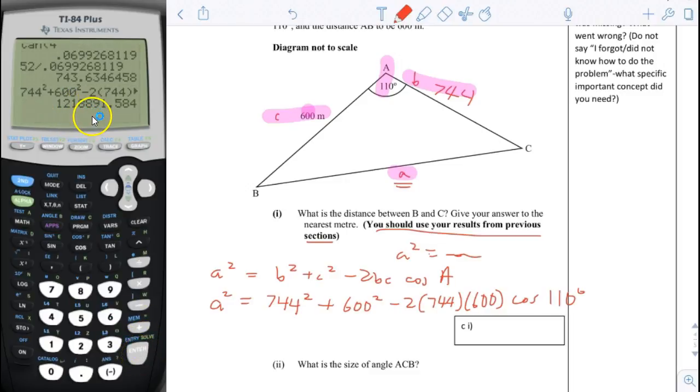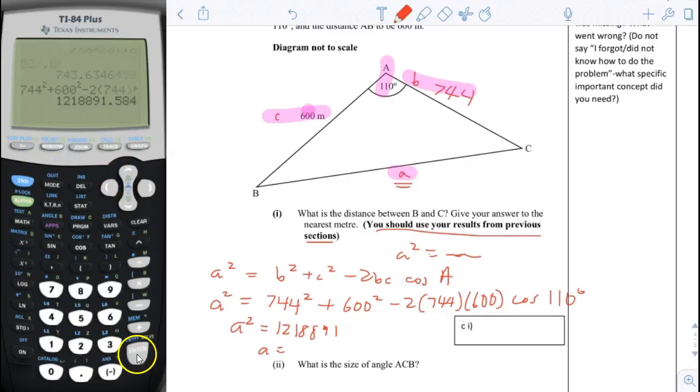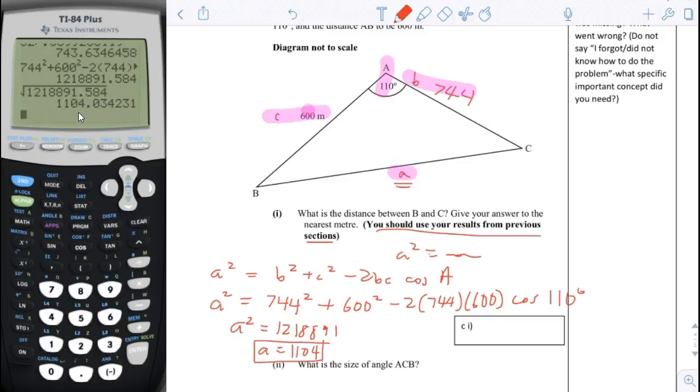Wow, it's a huge number. Some people get scared by that. They think, oh my God, how can A be that long? Well, remember, this is not A, it's A squared. So how do you find A from A squared? You take the square root of it. So it's actually 1104. That sounds more reasonable, right? Okay.